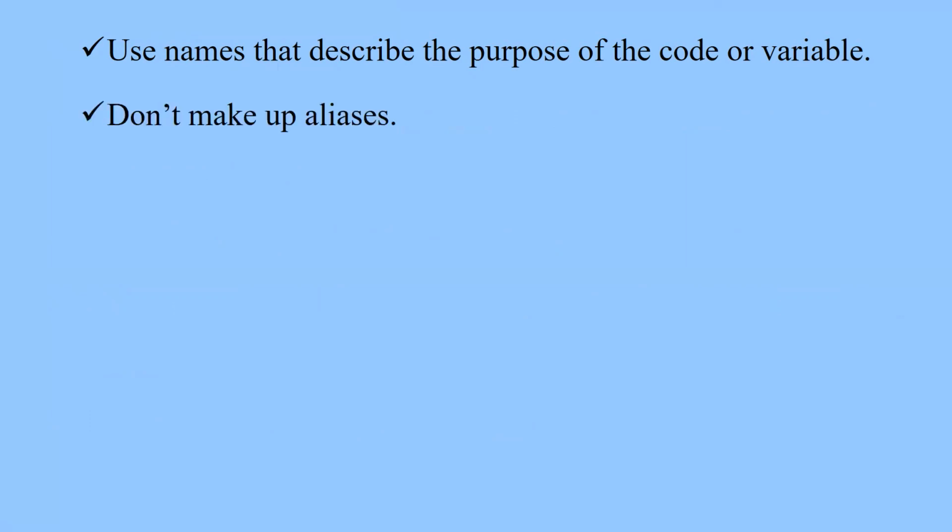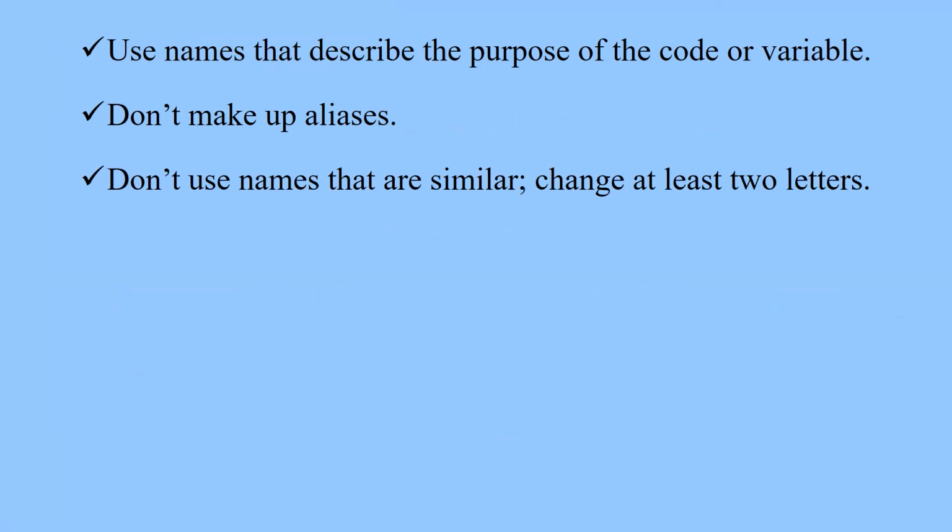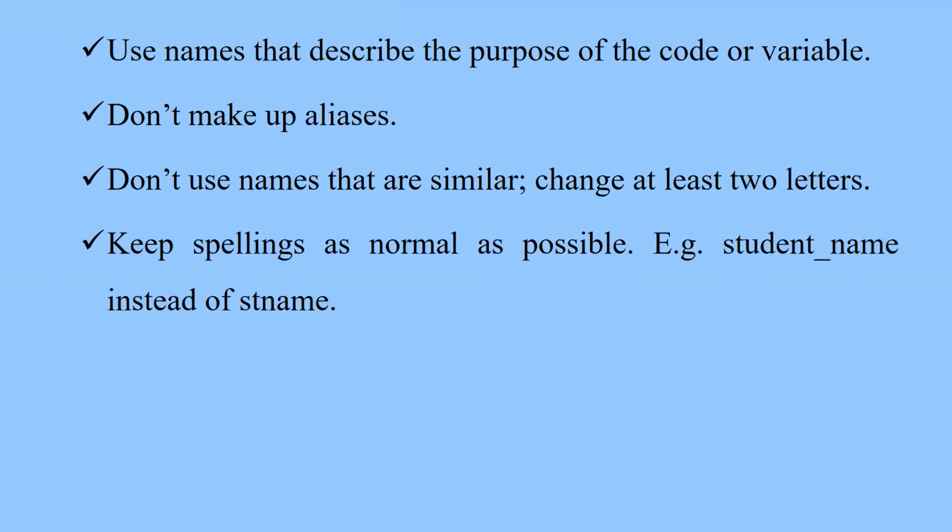Secondly, don't make up aliases. Don't use AKA, AKX, AKA1W. Nobody knows what those are all about. Don't use names that are similar. Change at least 2 letters. In other words, if, for example, you are dealing with students and you are going to refer to different students, then you can have a name like student1, student2, student3. So at the end of that name, student, you can add 1, 2, 3, etc. to differentiate between them.